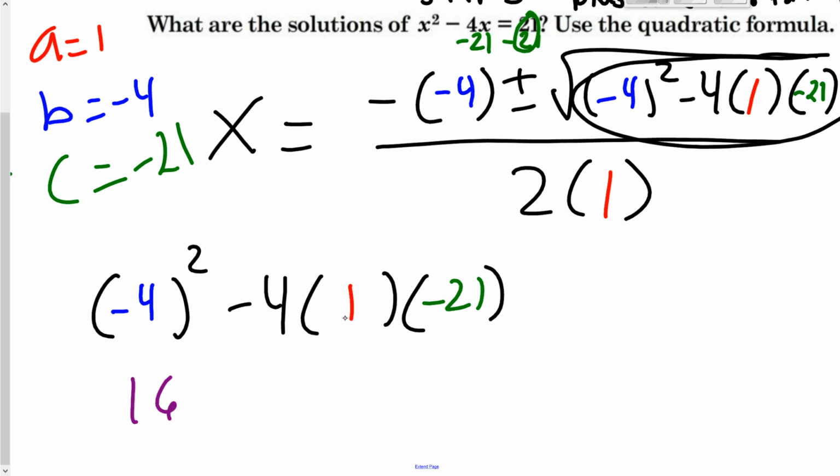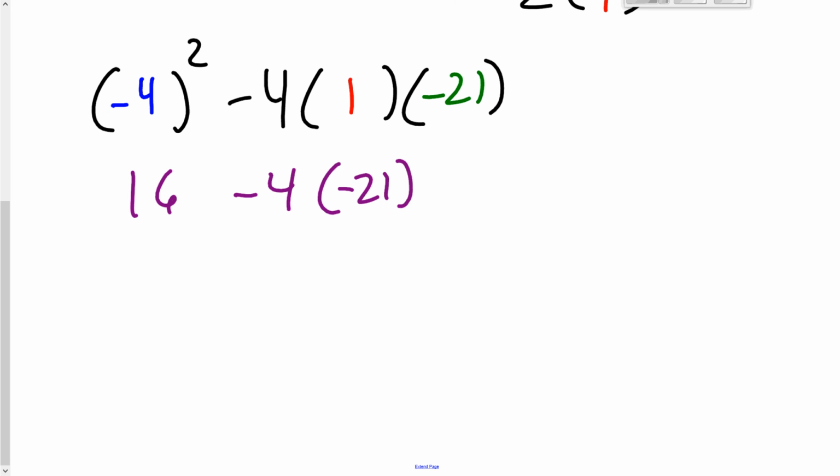Negative 4 times 1 is a negative 4. Negative 4 times negative 21 is a positive, right? Because I have 2 negatives here, that's going to make a positive. If I had 3 negatives, it would be a negative.